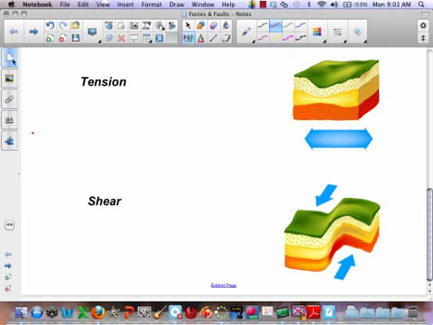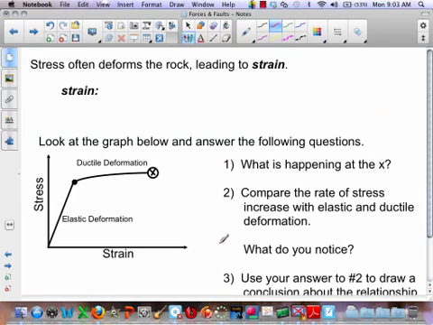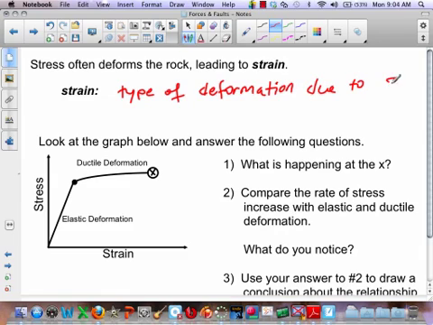And this is kind of an important diagram for you guys to understand. It takes a little bit of time to get the deep concept here, but something called strain. When we think about strain, strain is the type of deformation that takes place due to the stress. So when we think about strain, it's really what's happening to this piece.